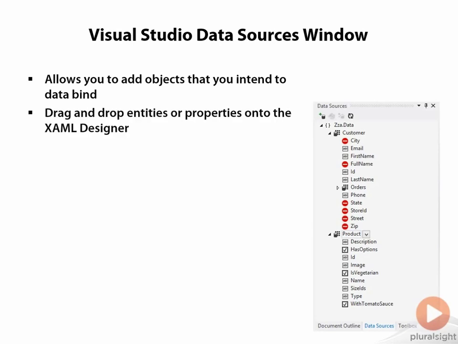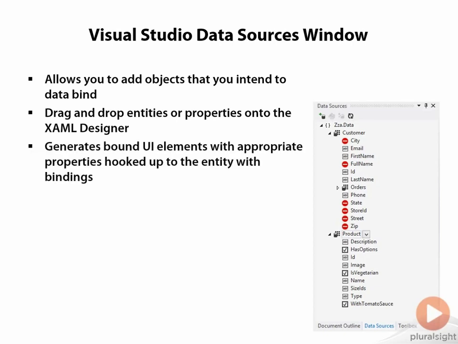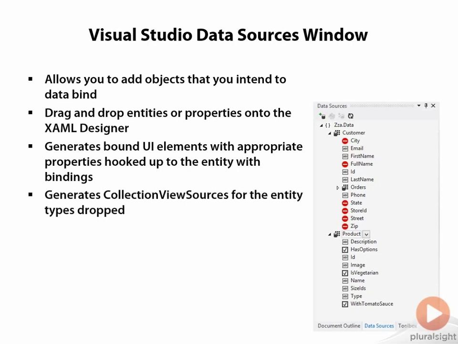You can drag and drop those entities or the individual properties of an entity onto the XAML designer. And what will happen is if you drop in an open area on the designer, it's going to generate new UI elements and hook up the appropriate properties on those elements with bindings based on what you dragged and dropped. In addition, it's going to generate a collection view source in a resource section for the entity type that was dropped and hook that up as the data source for the new bound UI elements that were generated.